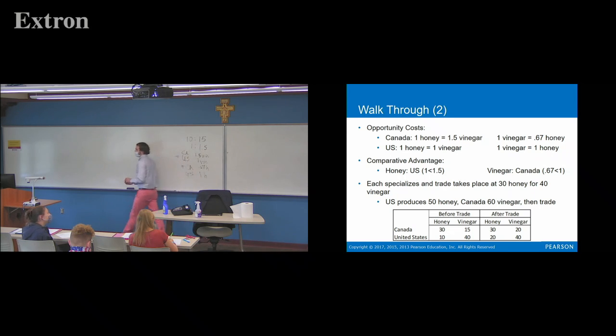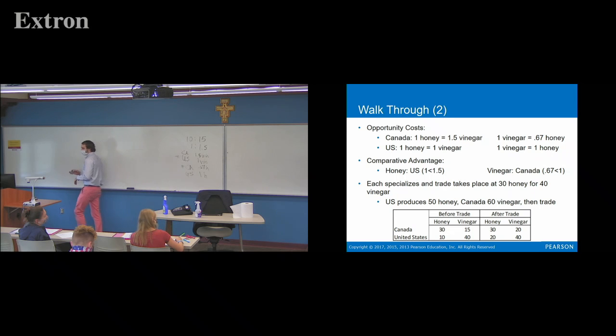Now let's assume the trade takes place at 30 honey for 40 vinegar. But it can take place at a lot of different levels. It could be 32 honey for 40 vinegar, 28 honey for 40 vinegar, 36 honey for 48 vinegar, as long as the ratio between those is between the opportunity costs.